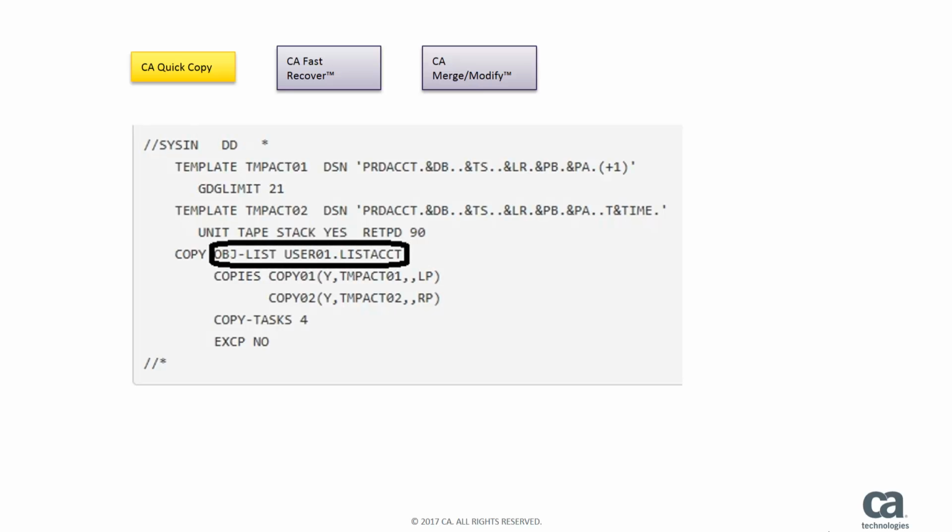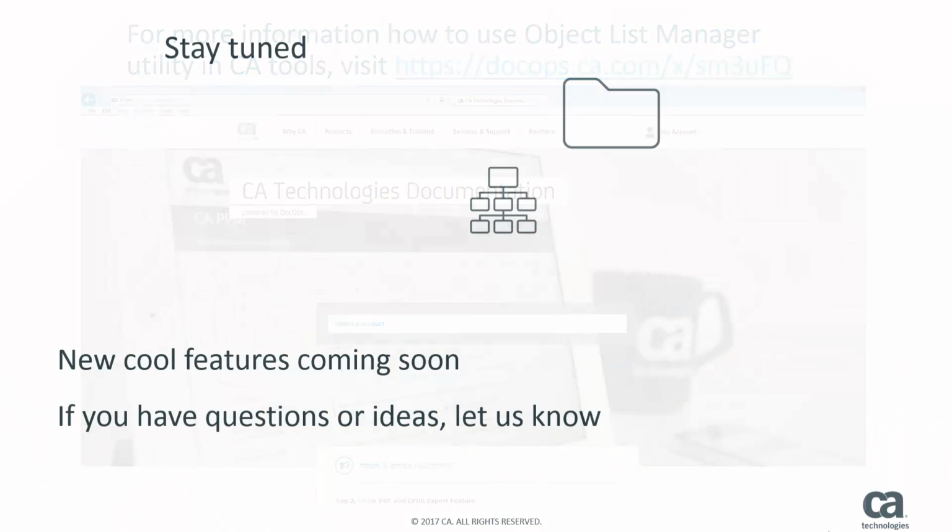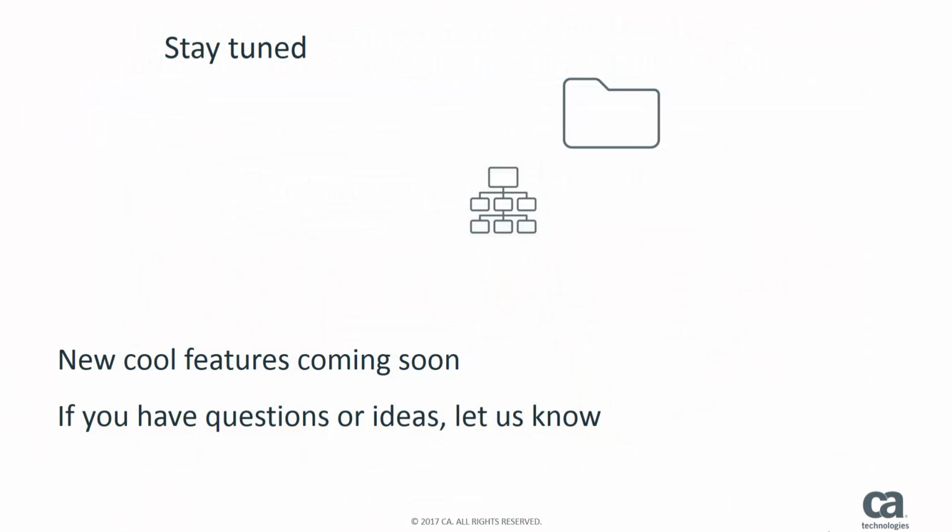CA Quick Copy will use the user01.listAccountList. For more information on how to use the Object List Manager utility in CA Tools, visit our website. New, cool features coming soon. If you have questions or ideas, please let us know.